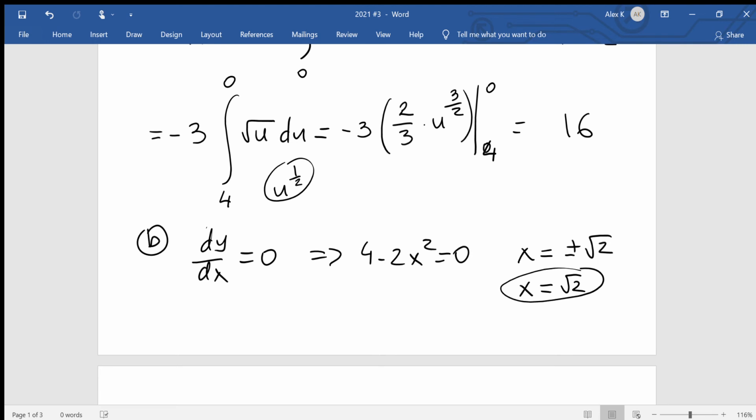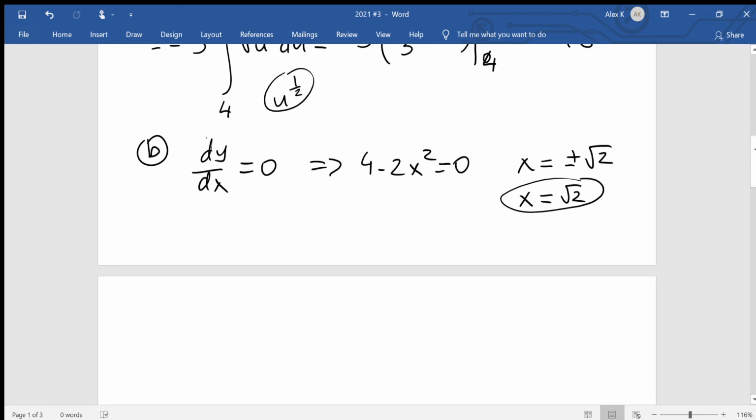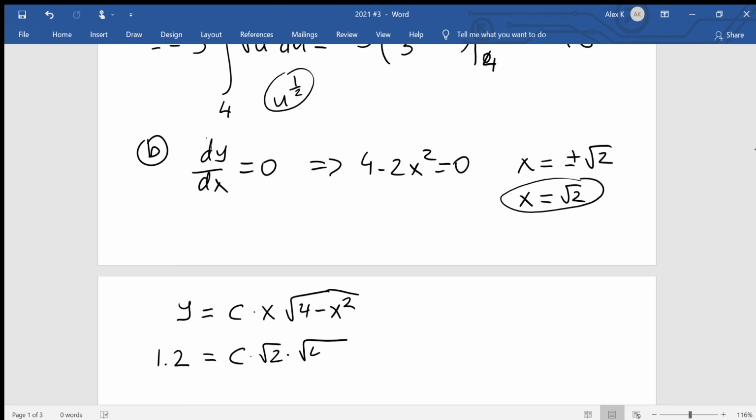Okay, so what do we want to happen now? The derivative is going to be 0 at this point, and we want our function y to equal that value. So y equals c times x times square root of 4 minus x squared. We know the radius of the slice is 1.2, so y is 1.2, c times square root of 2 times square root of 4 minus 2, and that's going to give us 1.2 equals 2c, so c is going to be 0.6. That's the value of c.